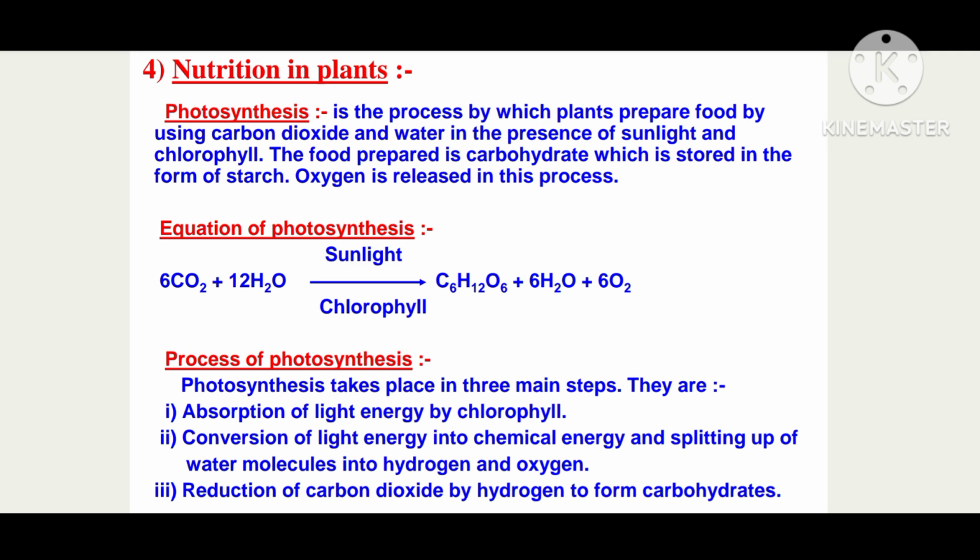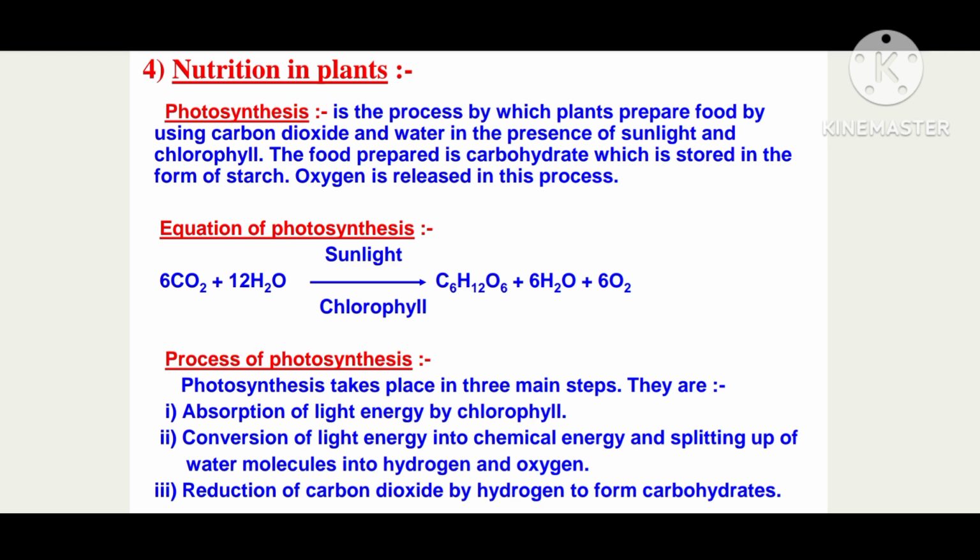Let us begin the session. Nutrition in plants. Photosynthesis. It is a process by which the plants prepare food by using carbon dioxide and water in the presence of sunlight and chlorophyll. The food prepared is carbohydrate which is stored in the form of starch. Oxygen is released in this process.